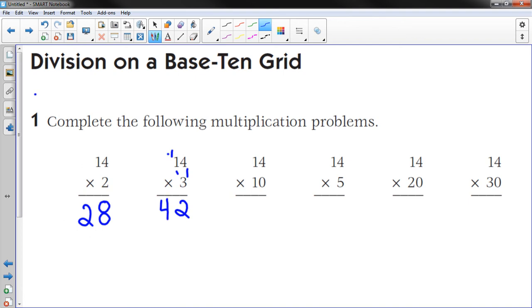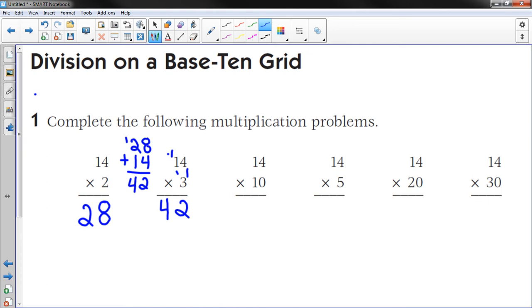Another way to think about that one is look at the problem before, the 28, and you could do 28 plus another 14 to get 42. But I think you guys already know that.